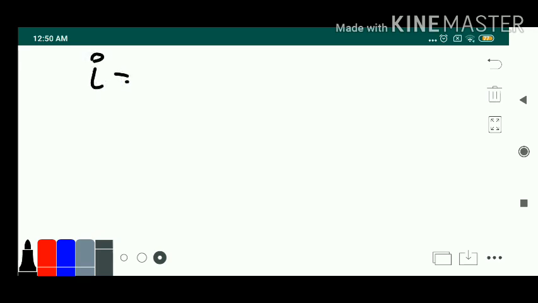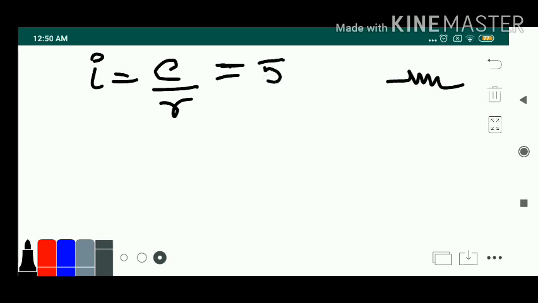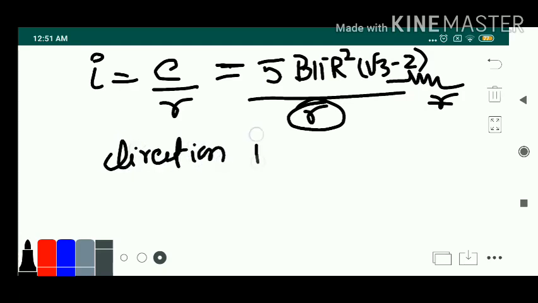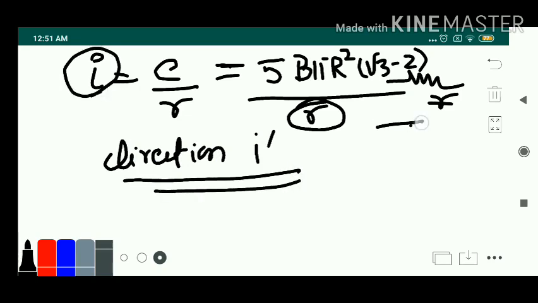Now in between, if they are asking what is the induced current, that means an external resistance R is connected to this coil, then it will be EMF by resistance. So EMF we just found as 5 B pi r squared into root 3 minus 2, whole divided by R. If the value of the external resistance is given, the calculation can be done. Now the last part which can be asked from here is the direction of the induced current. The magnitude you found, but what is the direction?